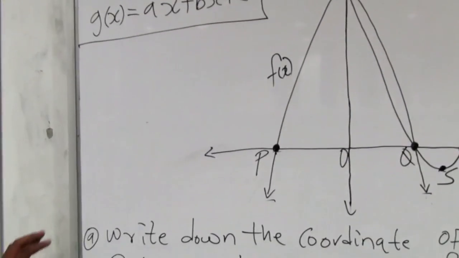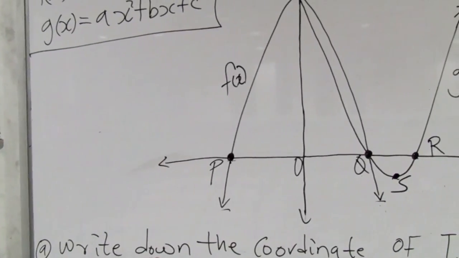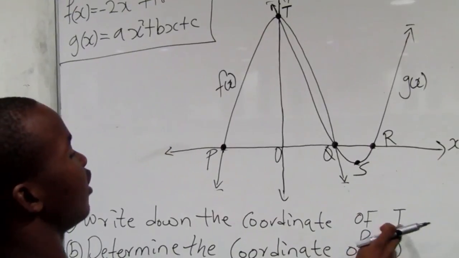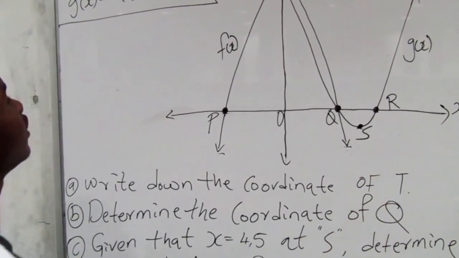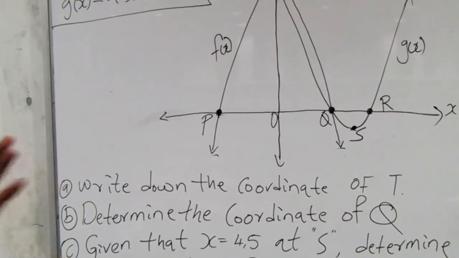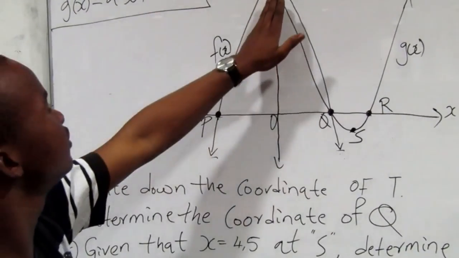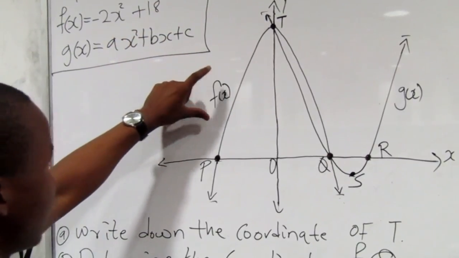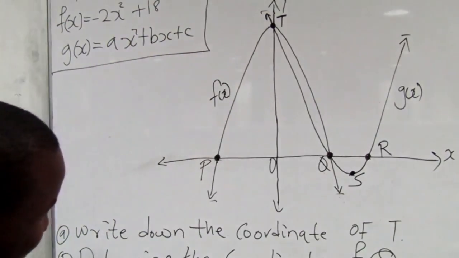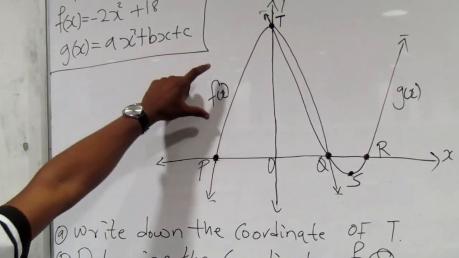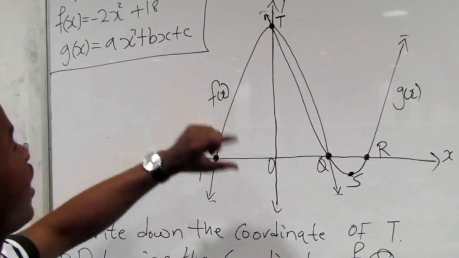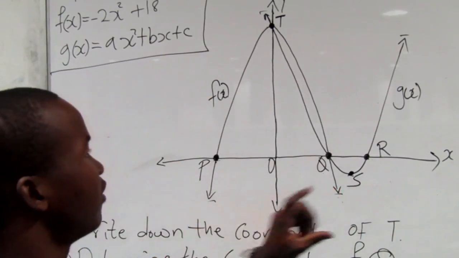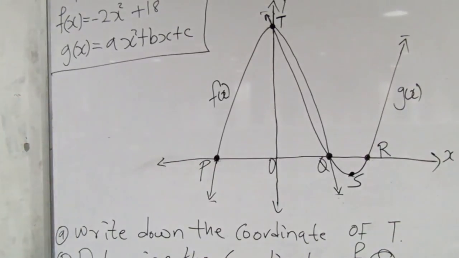The first question says: write down the coordinates of T. T is a point on the graph, and we say that point T is here, and point T is a turning point of f of x. Again, point T is a y-intercept of f of x, and a y-intercept of g of x. Then how are we going to answer this question?